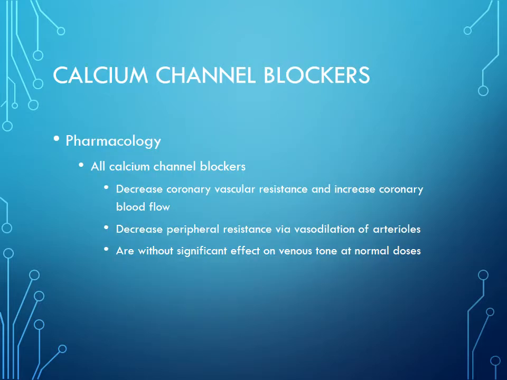Pharmacology. All calcium channel blockers, all of them, decrease coronary vascular resistance and increase coronary blood flow. They decrease peripheral resistance via vasodilation of arterioles and are without significant effect on venous tone. So they're primarily arterial dilators.